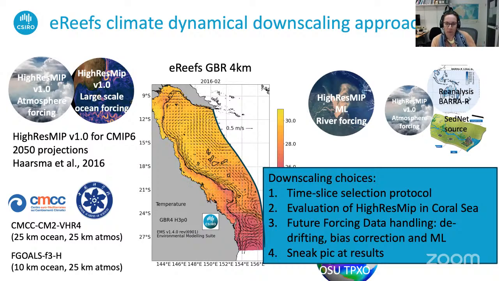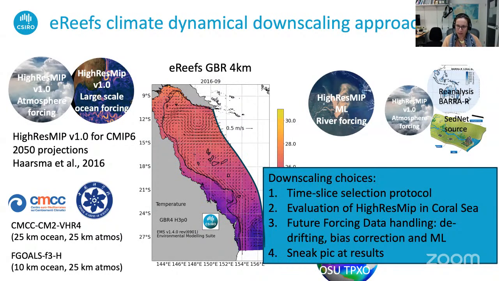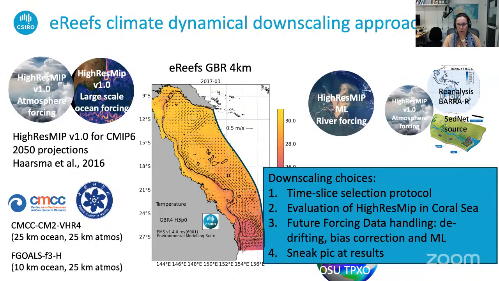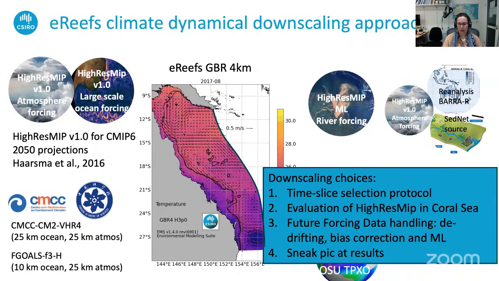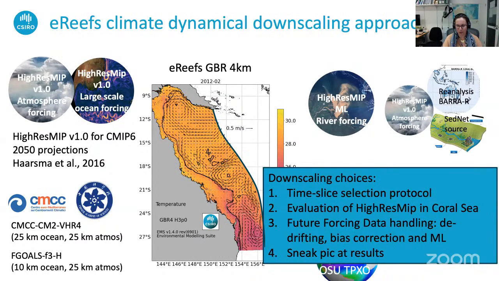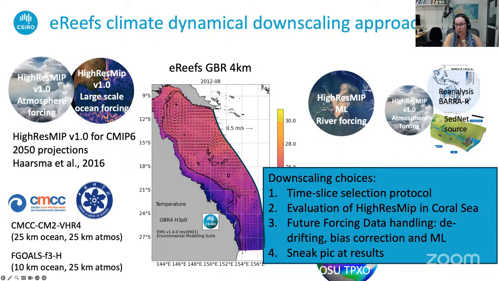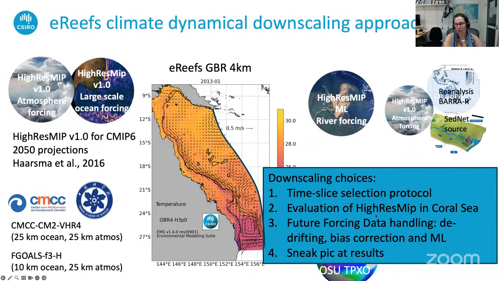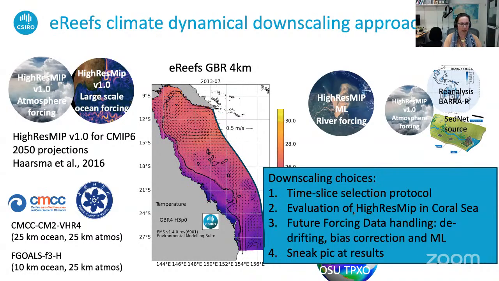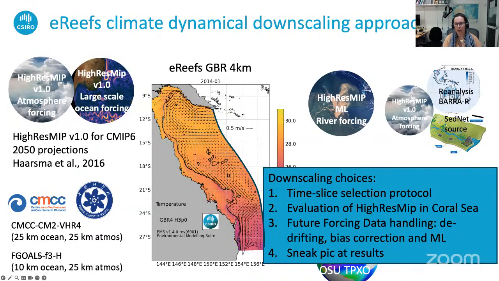So in the next few slides, I'm just going to go through a few methodological choices we went through, and I guess I wanted to do that to open the discussion afterwards. The first one really was about the time slice selection protocol, because we couldn't do the whole 100 years. It was way too much for us. Then the importance of evaluation and assessment of your boundary conditions, in this case those 2 models, CMCC and FGOALS. How we handled the future forcing data through bias correction and dedrifting and other tricks. And just one slide with a few sneak peeks of the results.